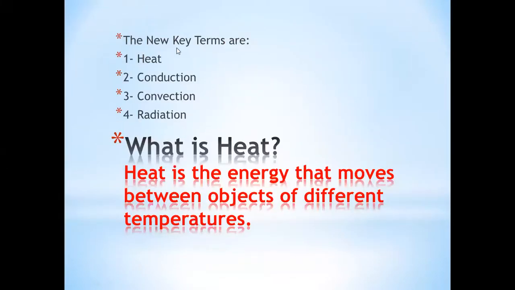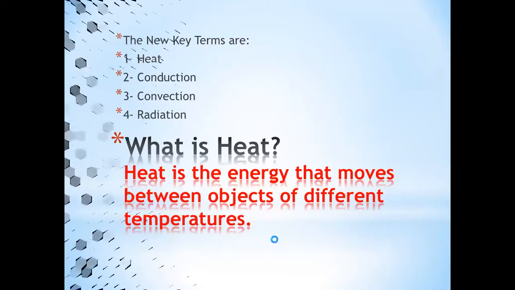Now let's learn the new key terms, which are heat, conduction, convection, and radiation. What is heat? This is the essential question. Who knows what is heat? Is it an energy? Excellent. That's right. Heat is the energy that moves between objects of different temperatures. So it is the energy that moves between objects at different temperatures. Now let's watch our slide.